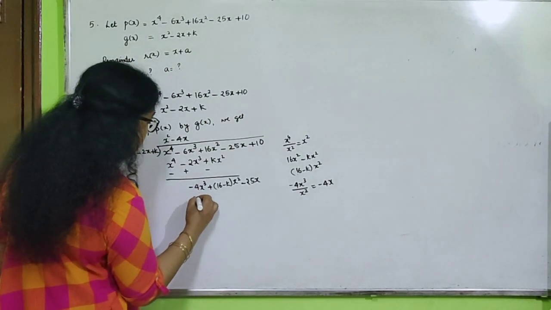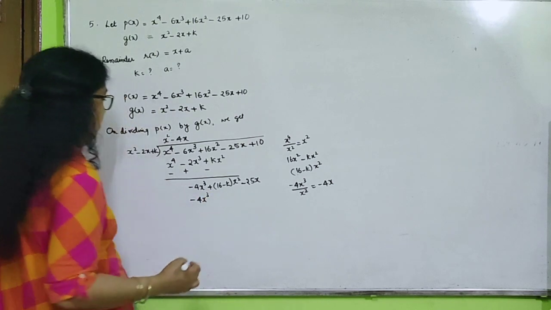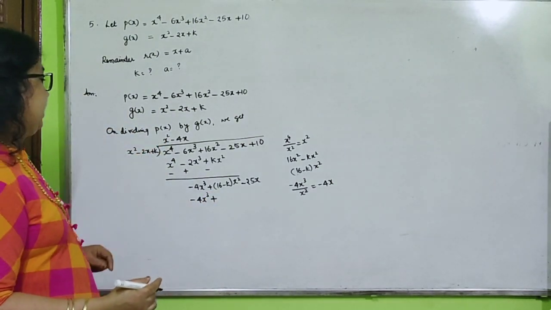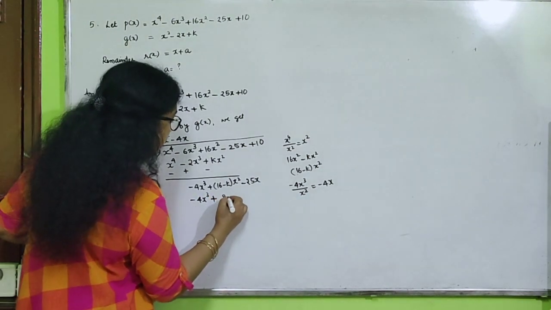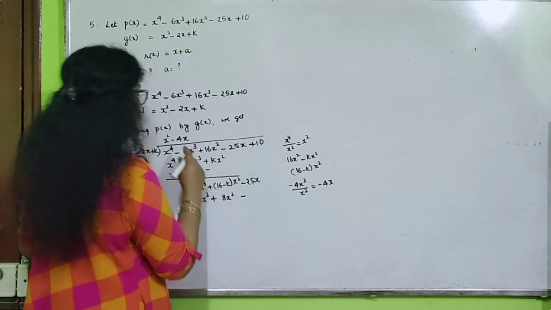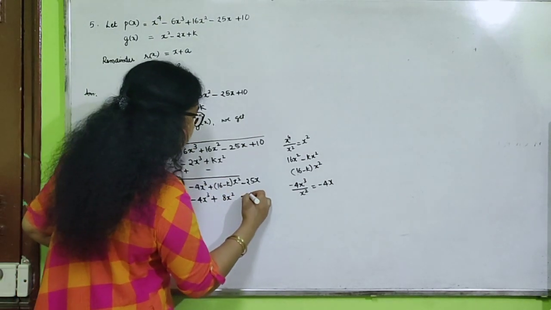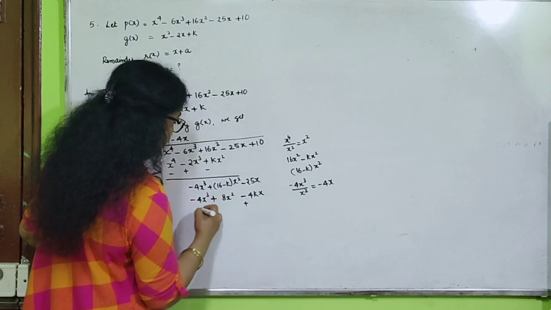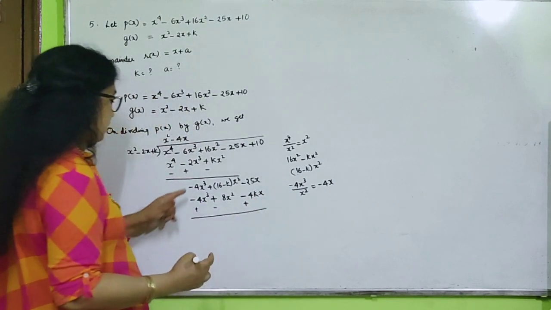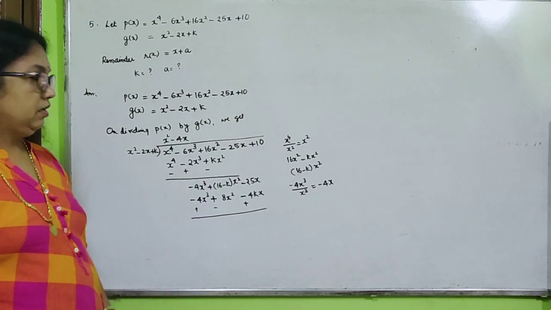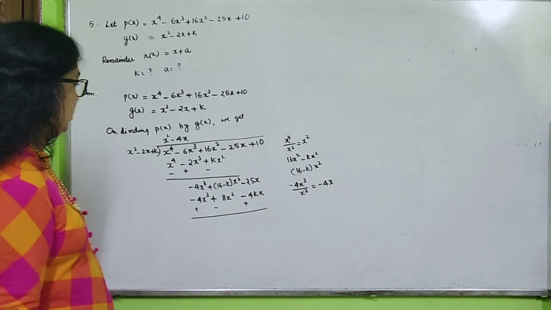So minus 4x cube, on multiplication you get minus, or minus plus, 4 2s are 8, 8x square. Minus 4x into k, minus 4kx. Minus 4kx. Plus minus plus, these cancel. Here also, same way, only subtraction to do. Look how you try, look.